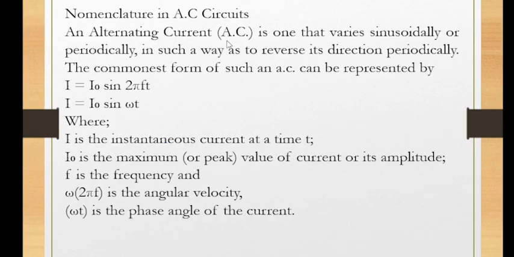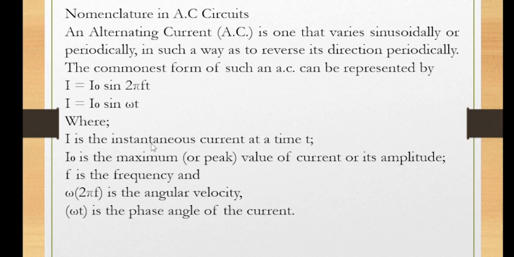So an alternating current is one that varies sinusoidally or periodically in such a way as to reverse its direction periodically, and this is the commonest form. So I naught sine 2πft. Don't forget that 2πf is the same thing as omega, which is our angular frequency. So this relation can be like this. So if you are given an equation, just like we did when we were studying waves, you can easily be able to detect, oh, this is I, and you can put this formula into the equation you are given.